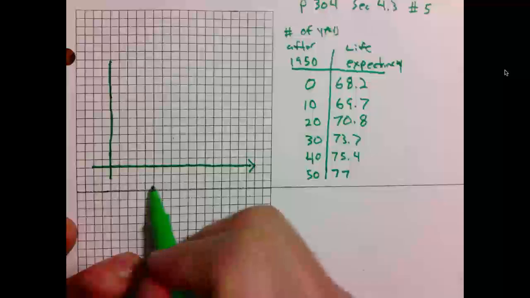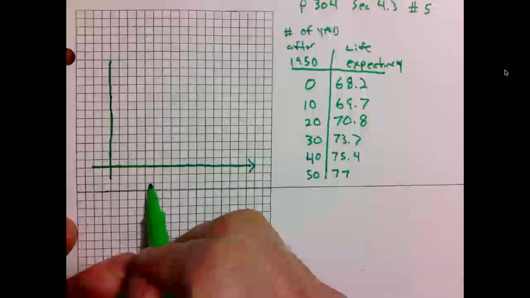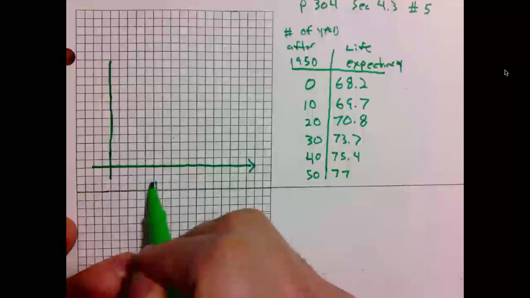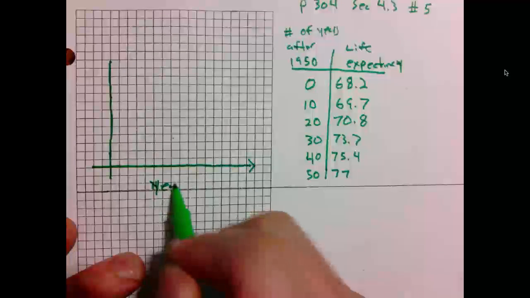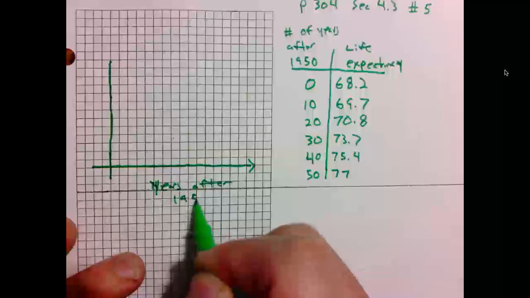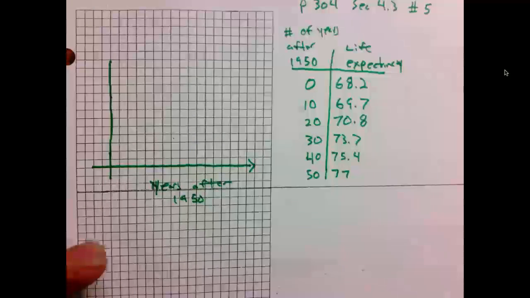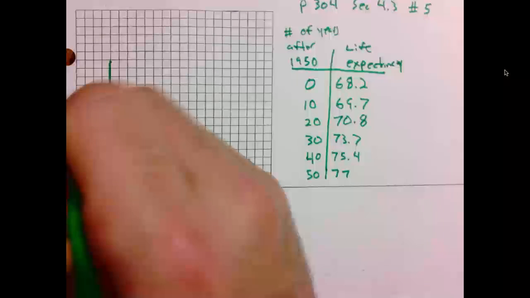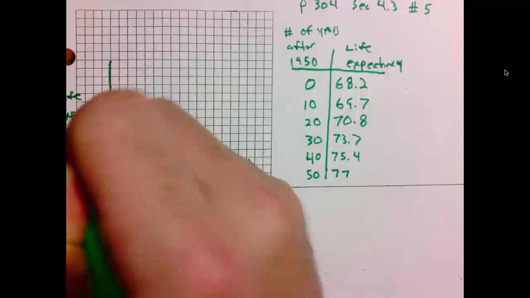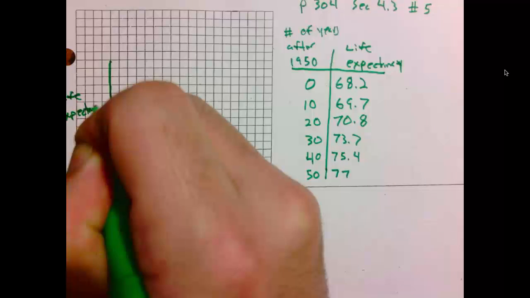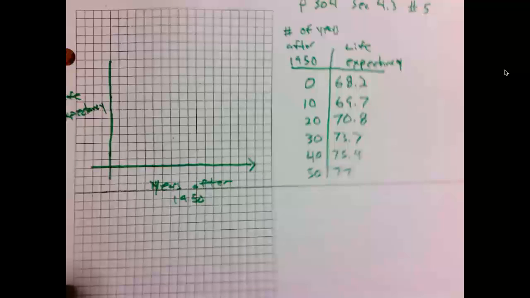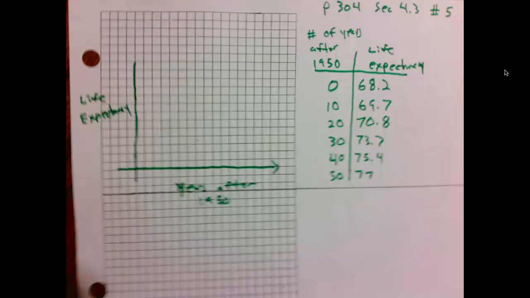Our x-axis is years after 1950. Alright, our y-axis is life expectancy.